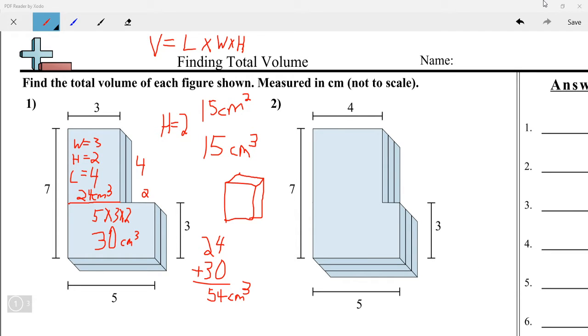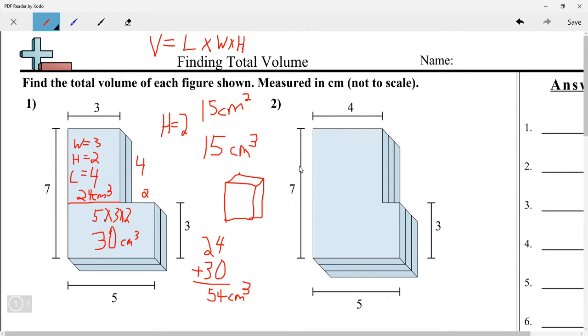Alright, so we just went over volume and how to find volume here. So let's do this one now. Okay, we can do another few examples to show you how to find volume.